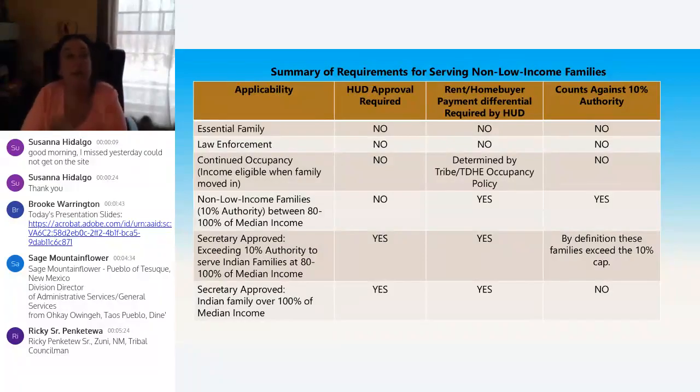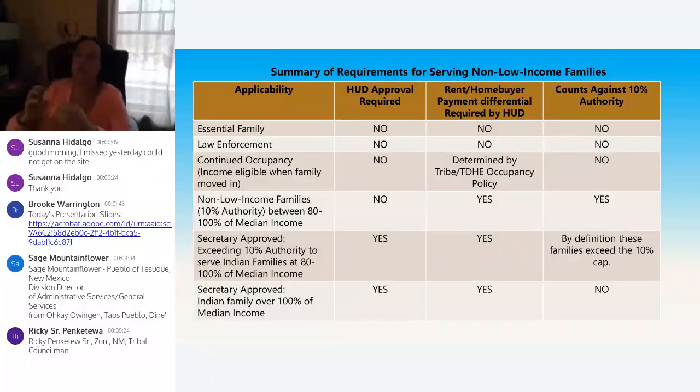And then you need to decide, are you going to charge them more? Because you can charge them more when they make between 80 and 100%. You can charge them up to fair market, or there's a formula you can use. Okay. That has to be determined and put in your policy, and they don't count against your 10% authority. Now your 10% authority families, okay? You don't need HUD approval. You do need to charge them differently, and they do count against your 10% authority.